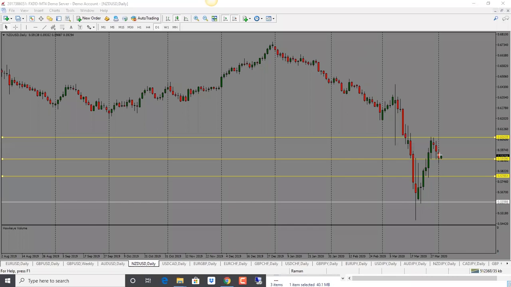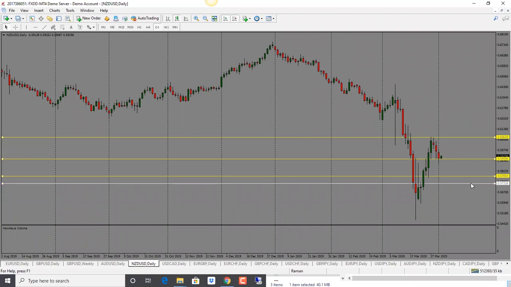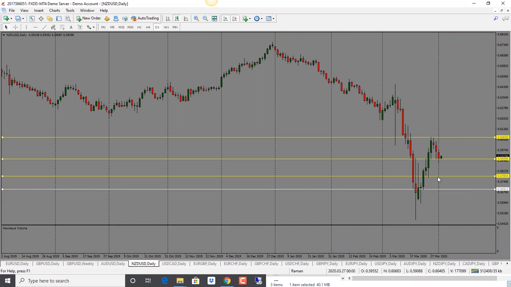But for now, bias is bearish, and once we see that price holds below this 0.5900, I will look for a further move to the downside. In this case, the first target is 0.5780, and then below that, we are looking at 0.5740 or 0.5700. So bias here is bearish, but with caution, we have to keep an eye on the support at 0.5900, because if it doesn't break it, chances are it goes higher.